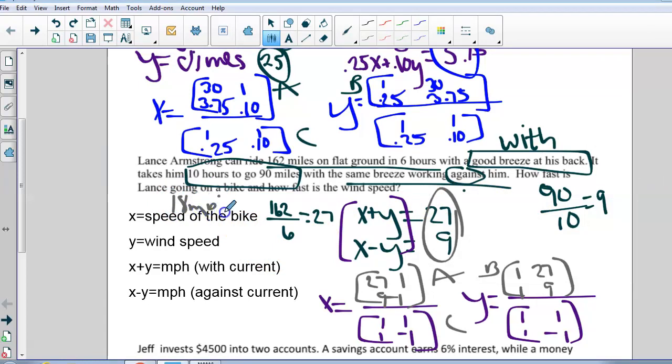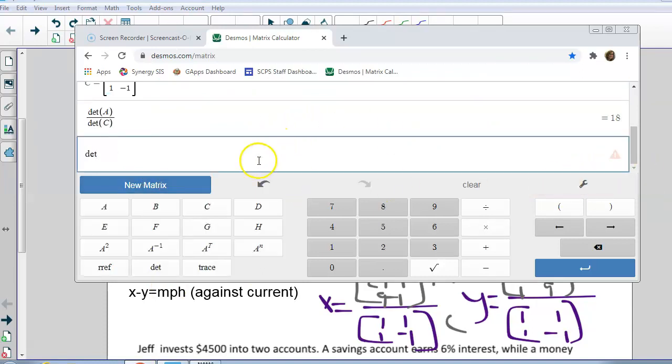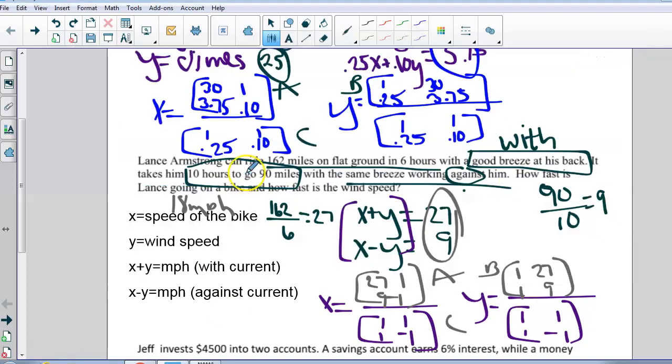Now we want to solve for the wind speed. My wind speed is going to be DET of B divided by DET of C, and that gets me 9. So the wind speed is 9 miles per hour.